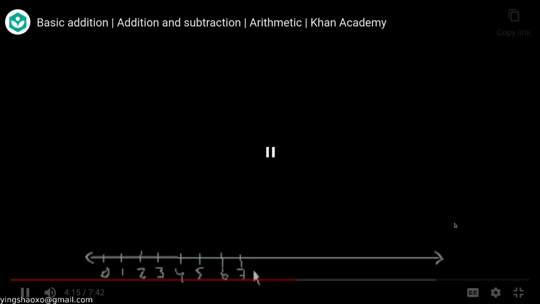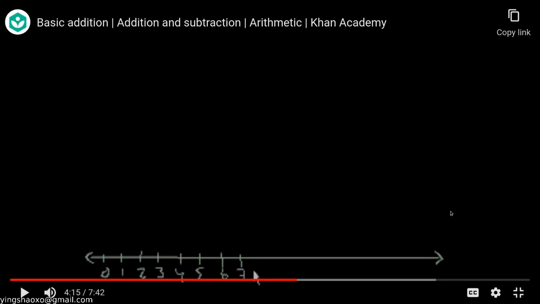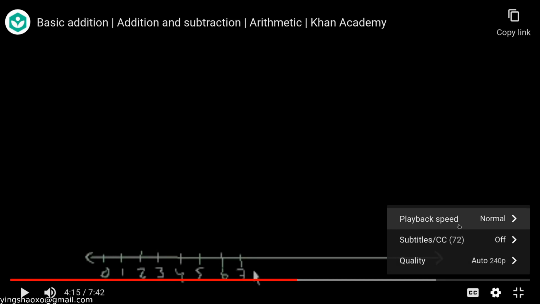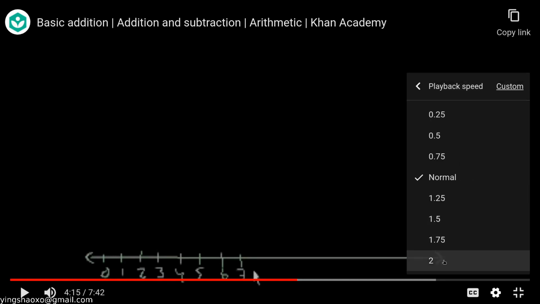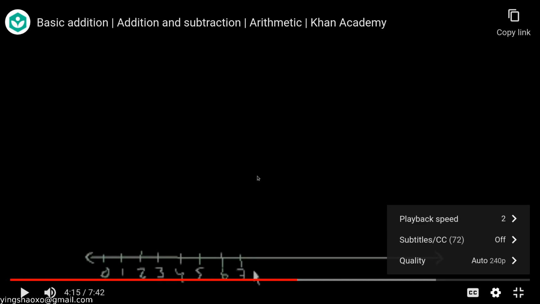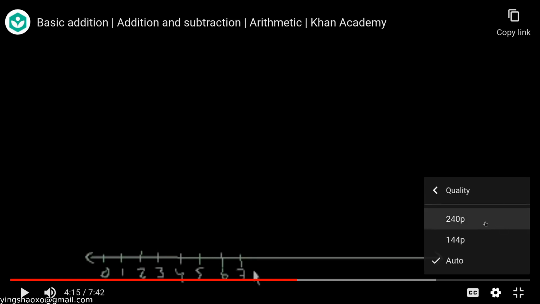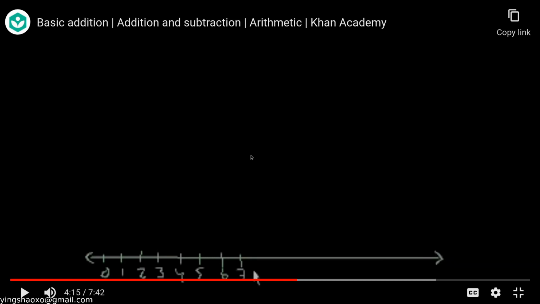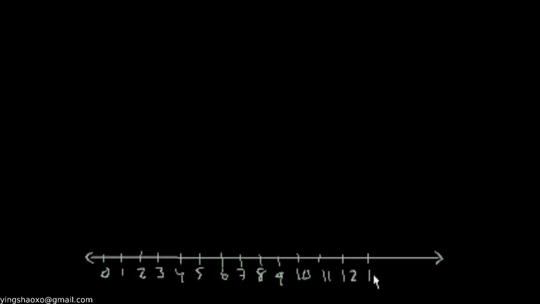Let's say I want to draw the number line again. Actually, I have a line. Feel bad to erase. 2, 3, 4, 5, 6, 7. You know what? I start to feel that this is a little bit boring, so I would like to increase the speed for a little bit. Let's say 2 times, something like that. I guess that would be enough for us. Now let's go ahead. 9, 10, 11, 12, 13, 14.